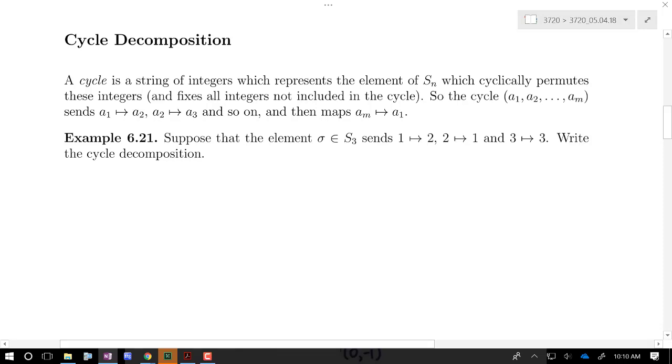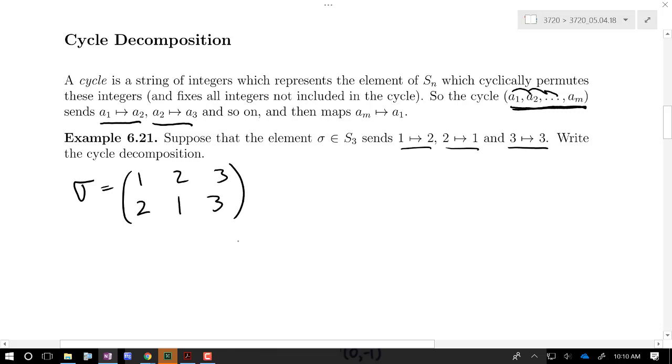So essentially, if we write a cycle like this, A1, A2, and so on up to AM, that cycle represents the permutation that sends A1 to A2, that sends A2 to A3, right? It's like a chain. And that's sort of how we read it. So let's suppose we have an element sigma. We often use Greek letters to represent elements in a permutation group. That sends 1 to 2, and it sends 2 to 1, and it sends 3 to itself. So in a cycle decomposition, first I'm going to write it out the old way. So it sends 1 to 2, 2 to 1, and it fixes 3.